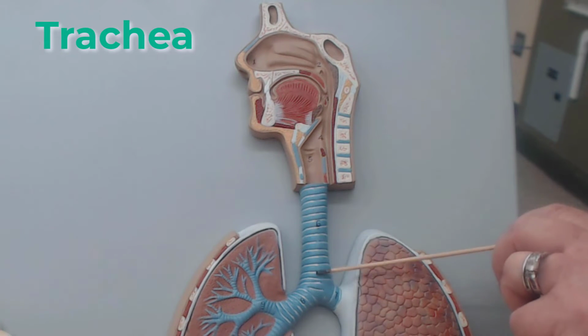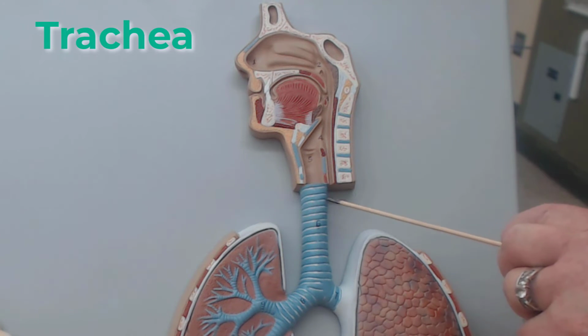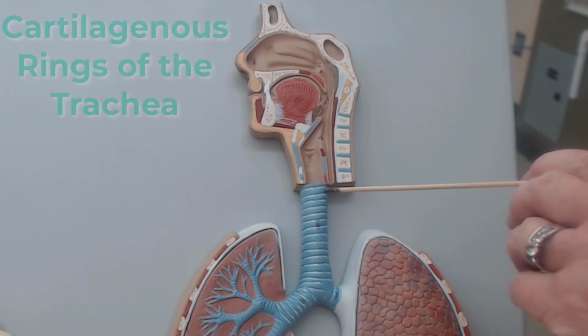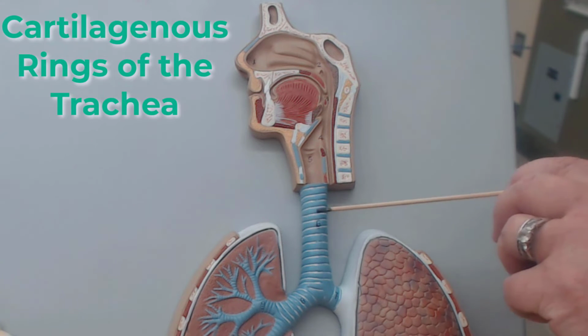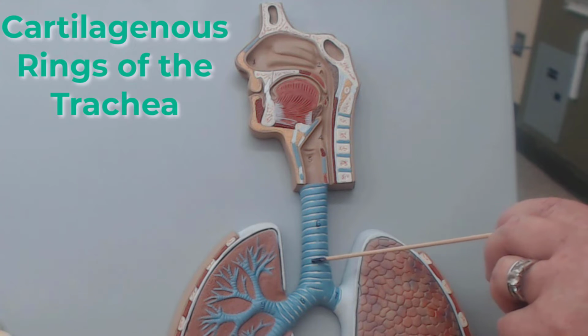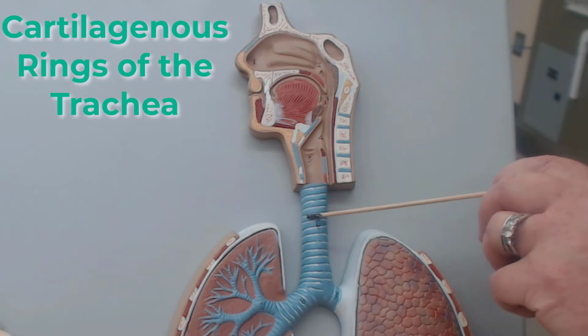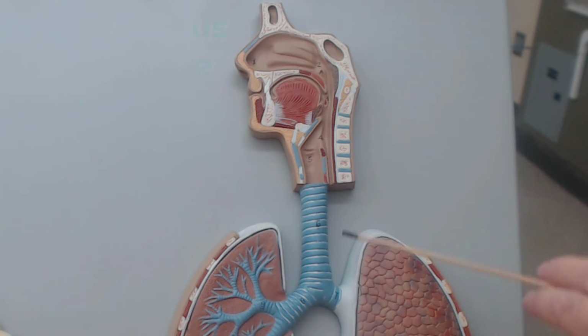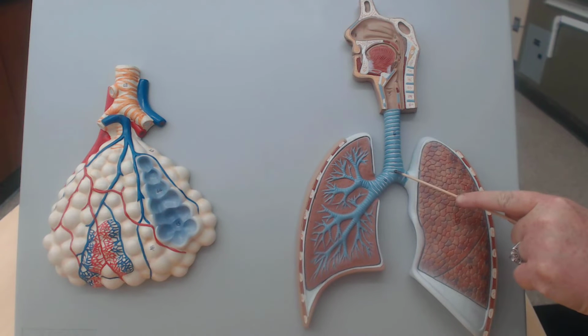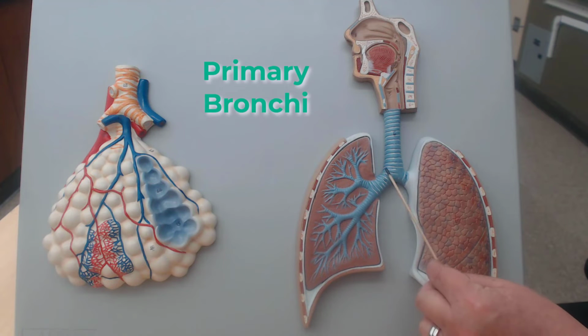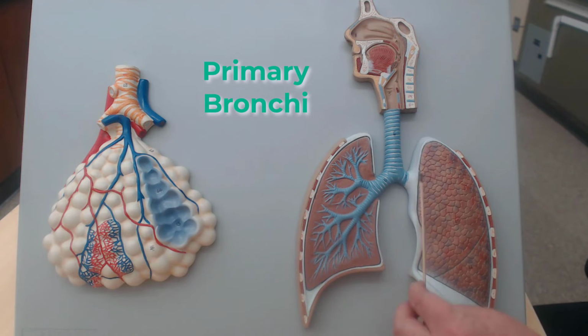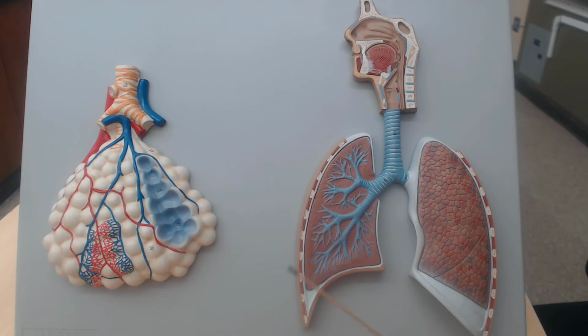Once I start to see these rings, at this point I'm at the trachea. Each of these rings are called the cartilaginous rings of the trachea. Now the trachea is going to bifurcate or split into the right and left primary bronchi. Bronchi would be plural, bronchus is singular.